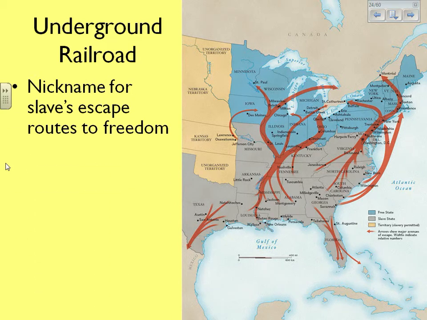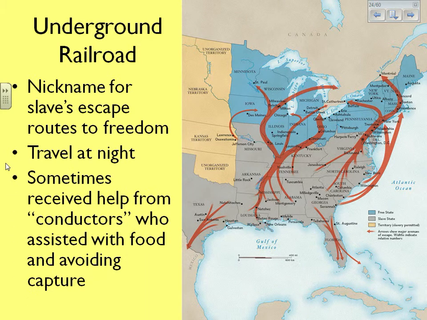So what is it? It's a nickname. It's not an actual railroad. It's a nickname for the escape routes to freedom, mostly over land, but some by ship. You would try to travel at night. You would follow the North Star, a symbol of your freedom to get to the North. The North Star is also the name of Frederick Douglass's abolitionist publication. You would receive help from conductors, as they were called, who would help with food, help you avoid being captured, and show you the directions and which way to go.